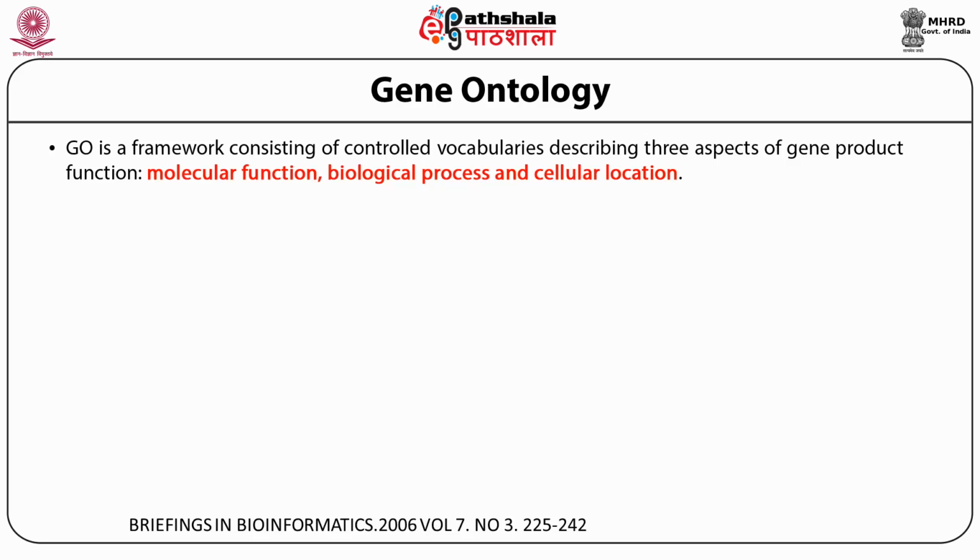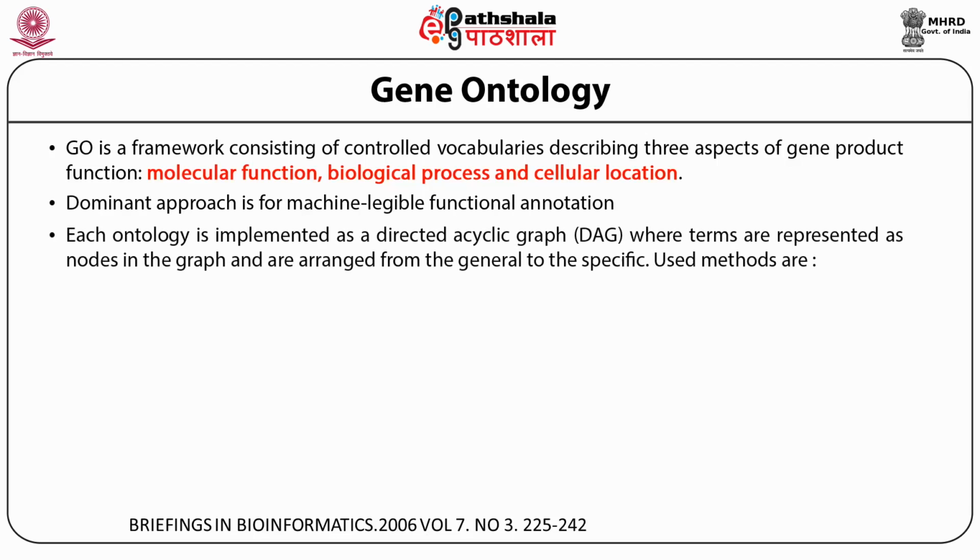And using gene ontology, how it has been done is that it contains all this information, but a machine-legible functional annotation has been utilized, and it is like a directed acyclic graph, which I'll come to when I talk more about graph theories and how network systems work, which is in the following modules.